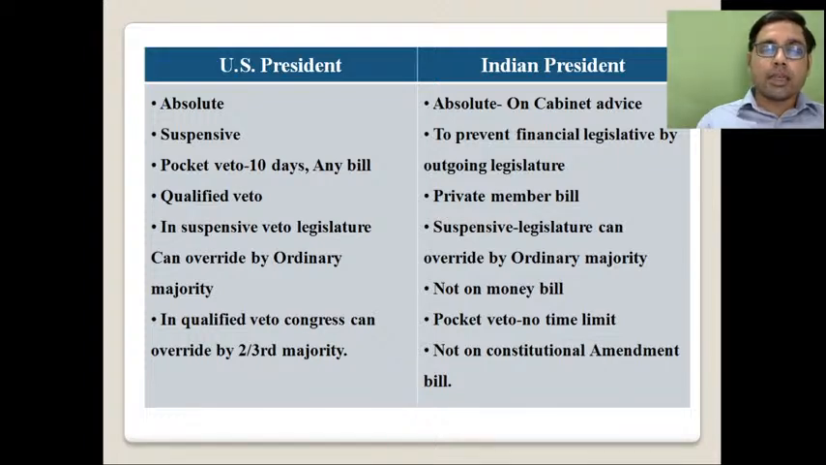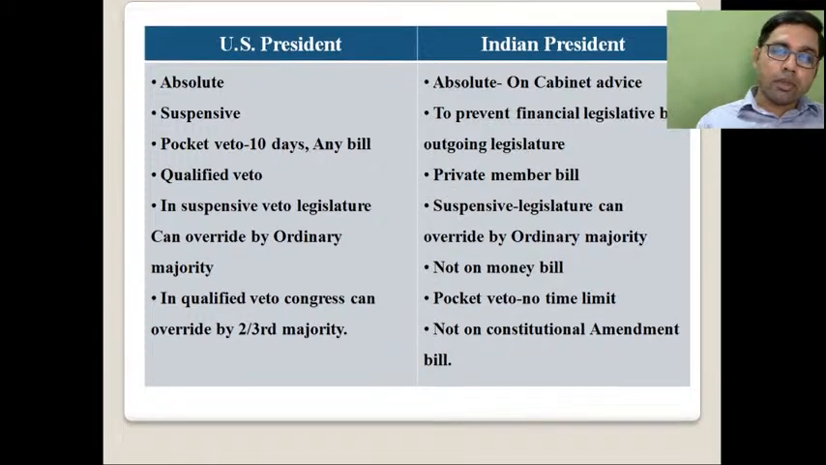But here, in case of the Indian President, the Constitution nowhere prescribes any time limit within which the Indian President has to give his opinion, and because of that, here the pocket veto you may carry for your entire term. You can exercise pocket veto even for the entire 5 years. But no such pocket veto on a Constitutional Amendment Bill.